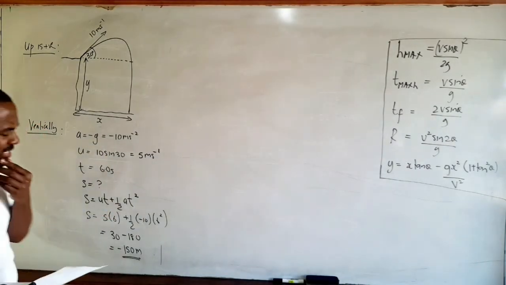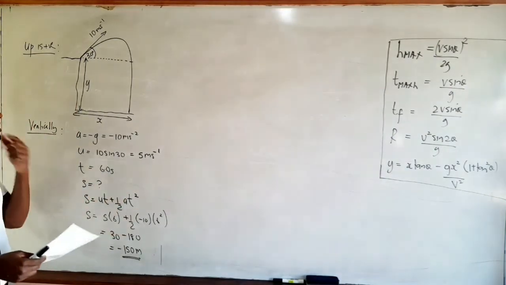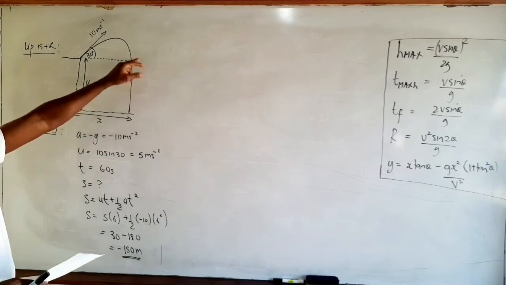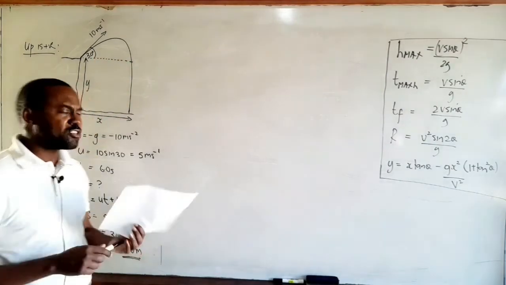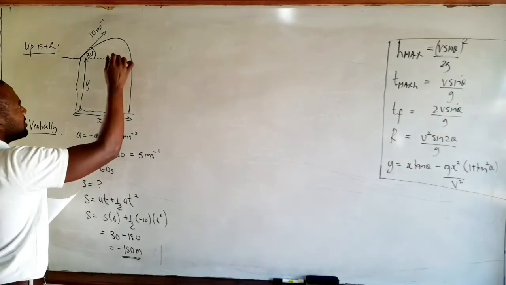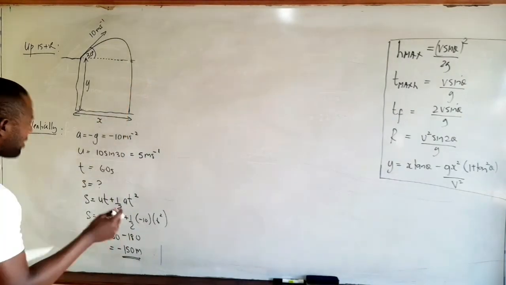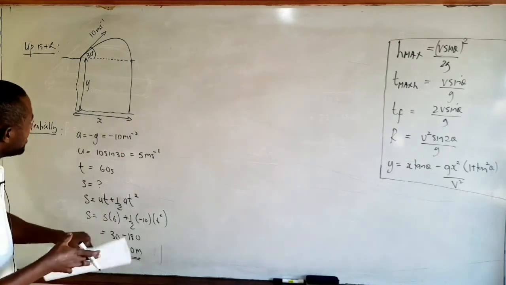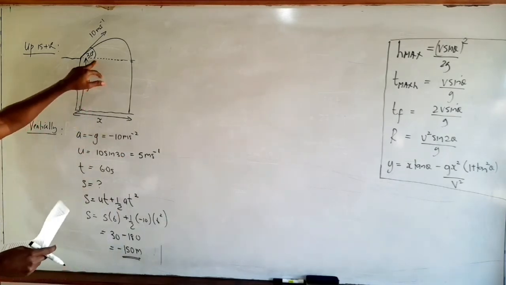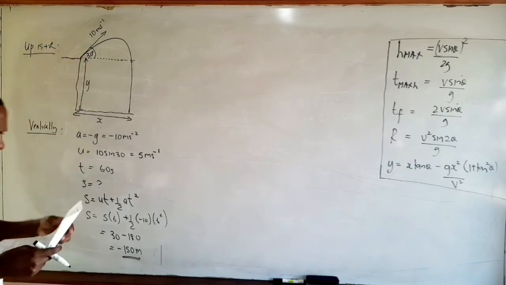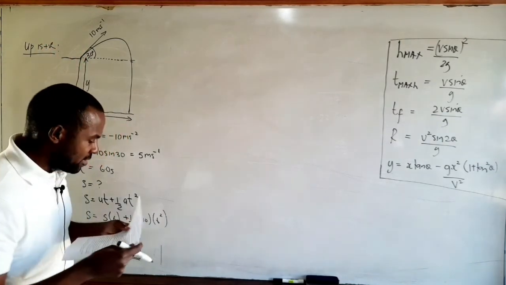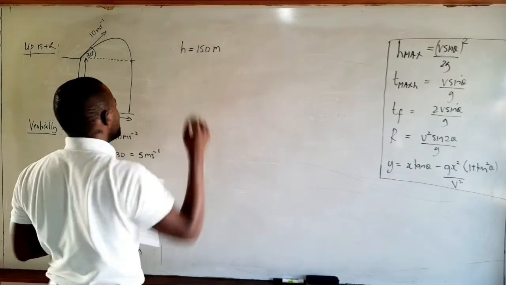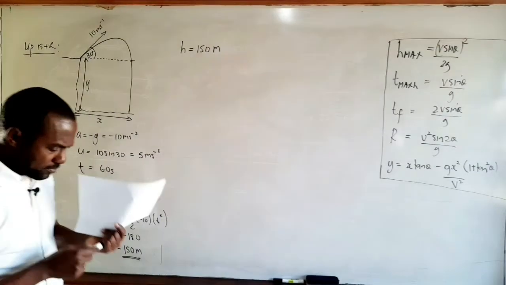So what this basically means is that the object lands at a vertical displacement of 150 meters below its initial reference point or its initial level of projection, and that is why the displacement is negative. And therefore this tells us that the sea is 150 meters below the top of the cliff, and therefore the cliff is 150 meters high, right? So therefore the height of the cliff h is equal to 150 meters. Good?